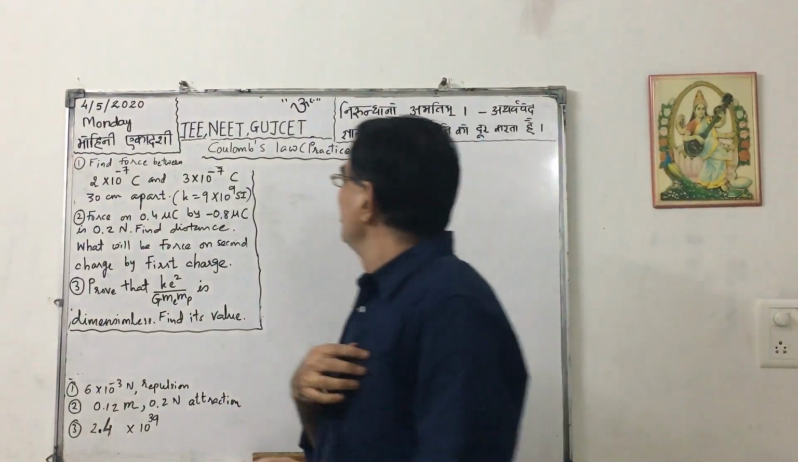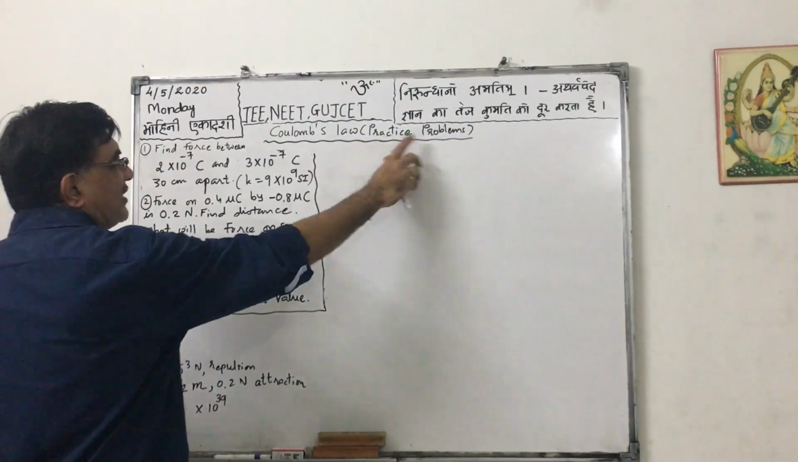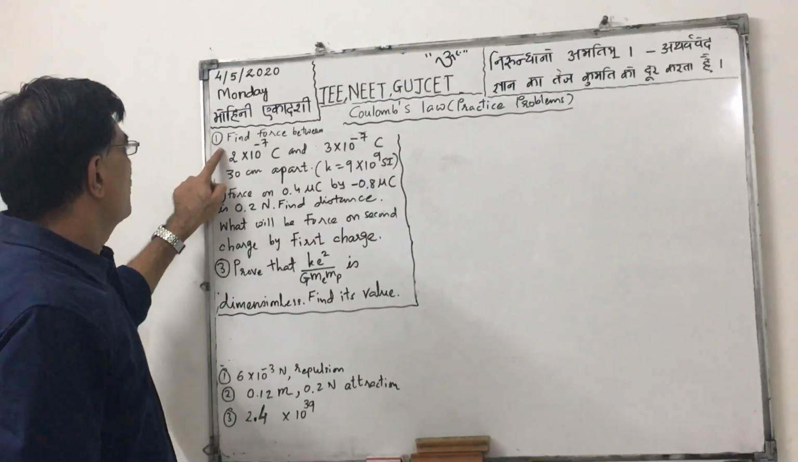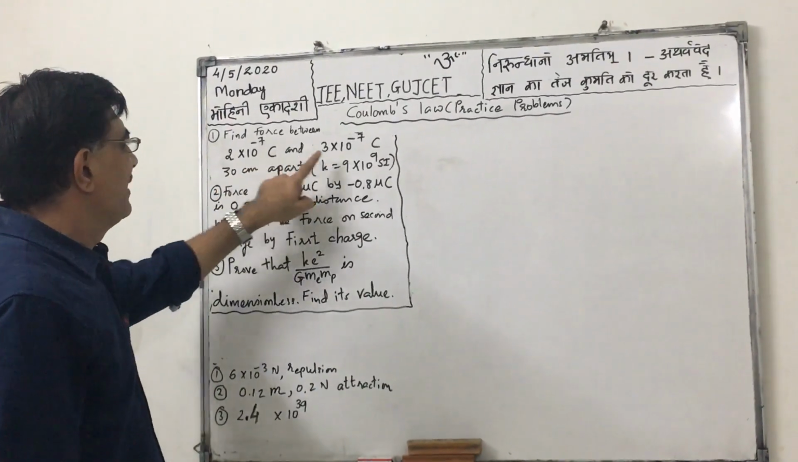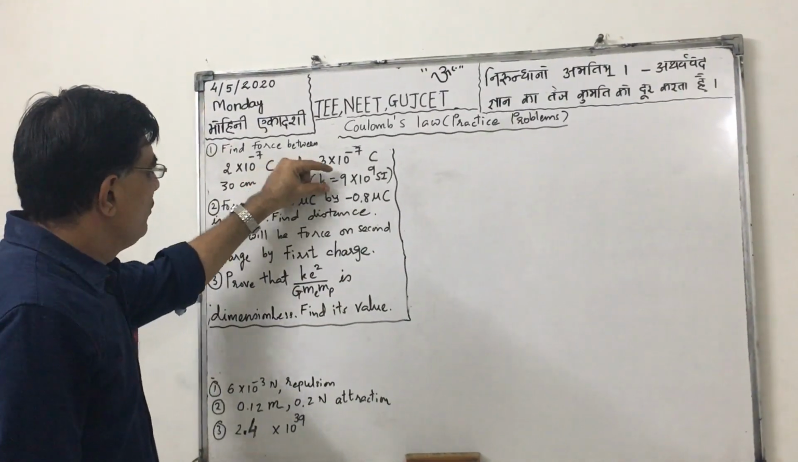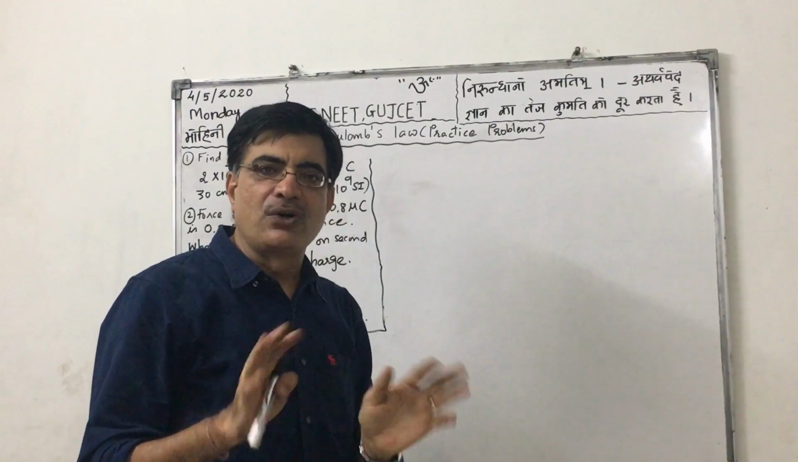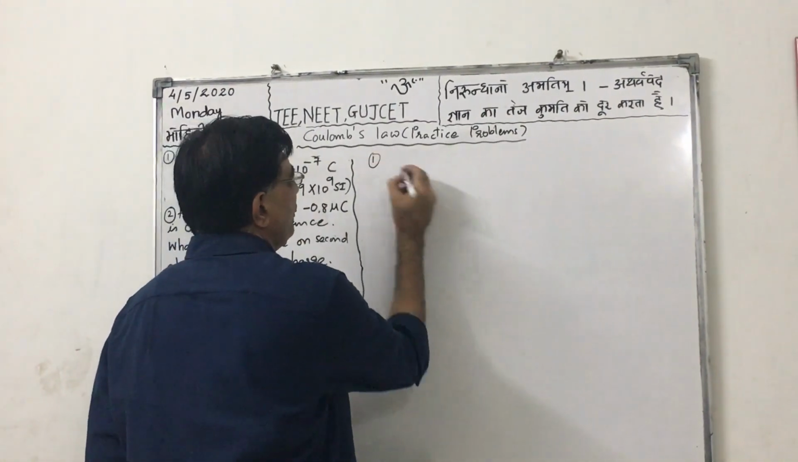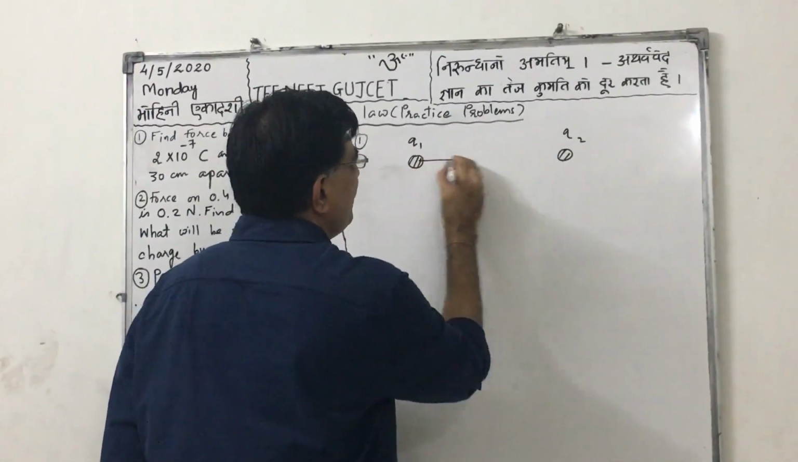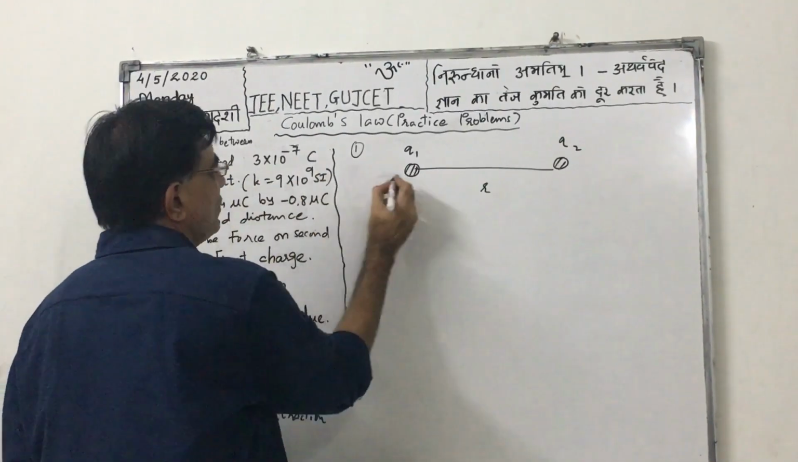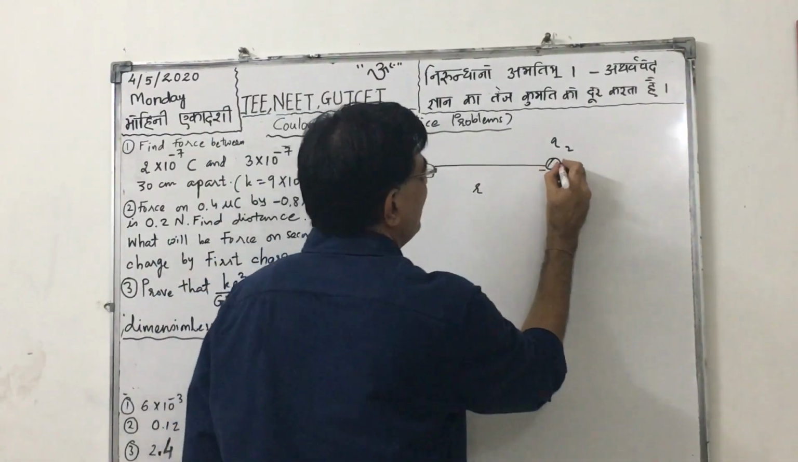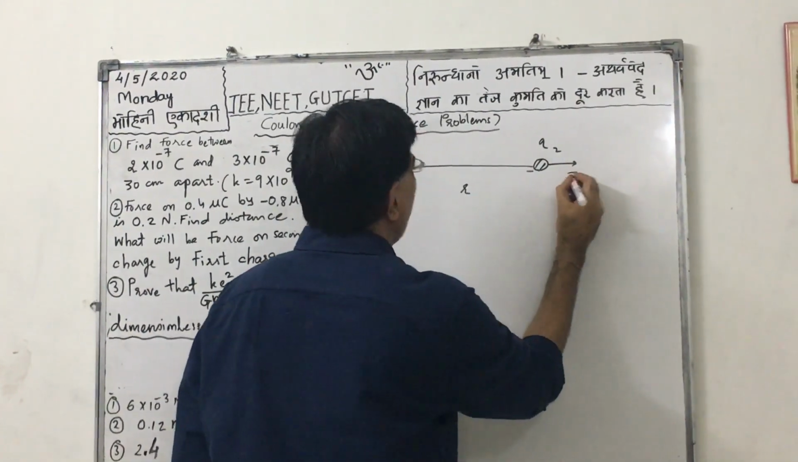Okay. So today we will solve some practice problems on Coulomb's law. First is: find the force between 2 into 10 raised to minus 7 coulomb and 3 into 10 raised to minus 7 coulomb, 30 centimeter apart. K is given. From the value of K we can assume that they are either in air or in vacuum. So the figure is like this: Q1, Q2, the distance is given R. Moreover, they are like charges, so they will repel. This can be written as F12, this can be written as F21. Force on 2 by 1, they will repel.